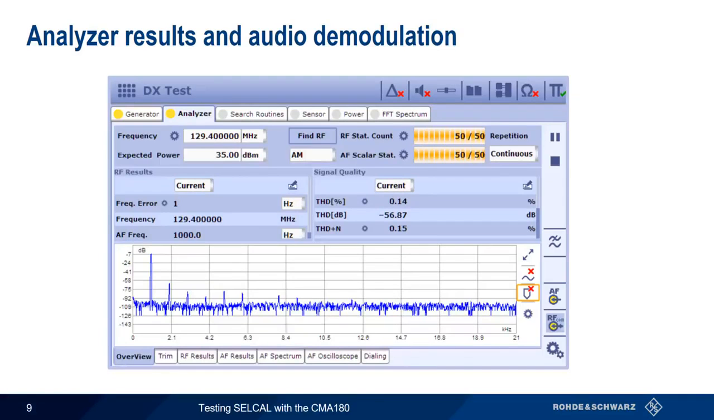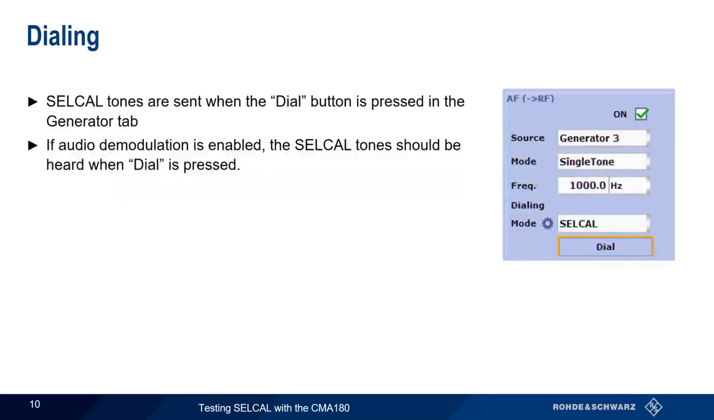Since our RF signal is being modulated with a 1000 Hz tone, we should see something like this after enabling analysis. A 1000 Hz tone should also be audible if audio is unmuted and volume is set appropriately. Back in the Generator tab, we press Dial to send the two-tone SELCAL sequence. If audio output is enabled, you should hear the 1000 Hz tone interrupted by the SELCAL tones.